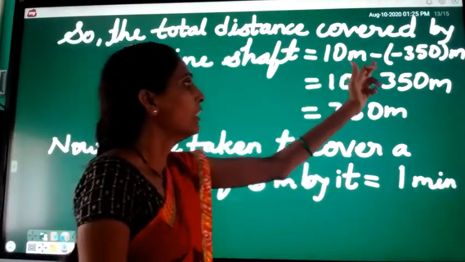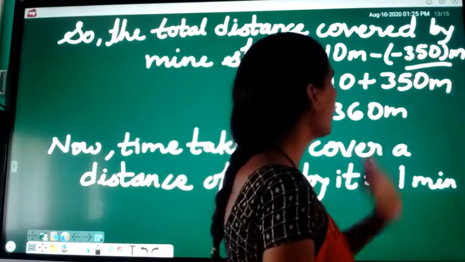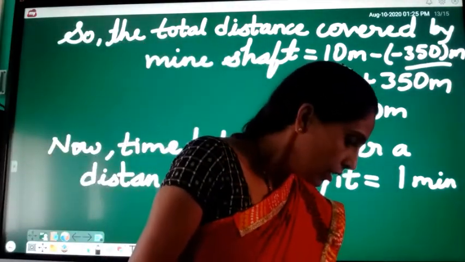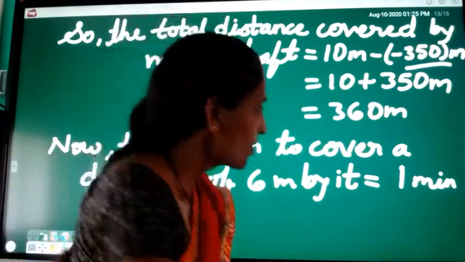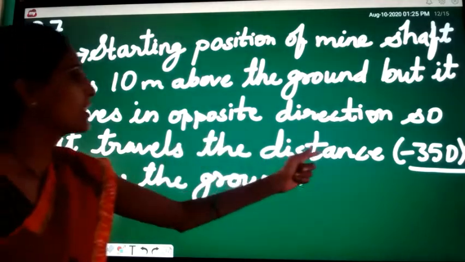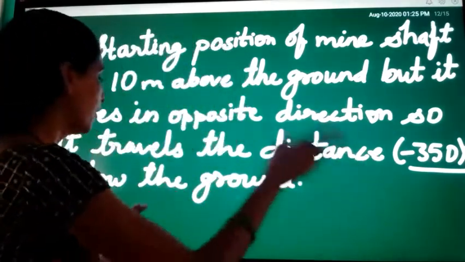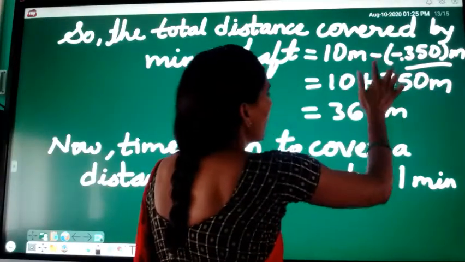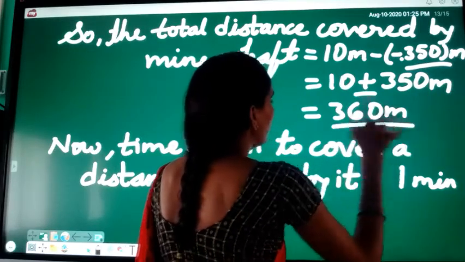Okay, so we will subtract this from 10 meters: 10 meters minus 350 meters. What is this 350 meters? It is the ground level. We have to find the time here. It travels the distance going on the opposite side, so it travels minus 350 meters. We have to subtract this from 10 meters: 10 meters minus of minus 350 meters. Minus minus becomes plus here. Okay, 10 meters plus 350 meters. 360 meters will be the answer.